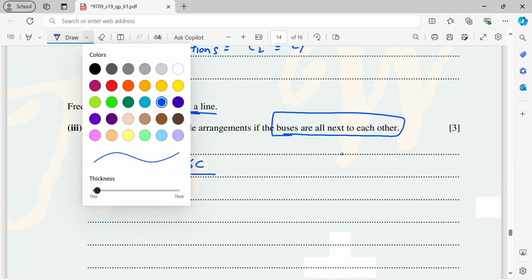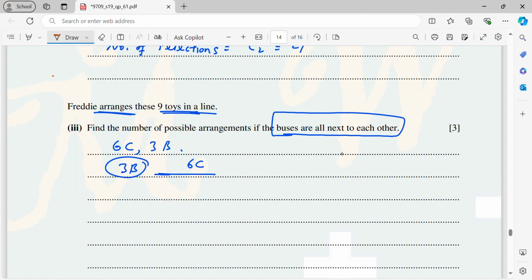But the question doesn't mention that it must be all buses first. So it means 6 plus 1, it will be 7. So I am arranging 7 of them. That means the number of arrangements will be 7 factorial first.